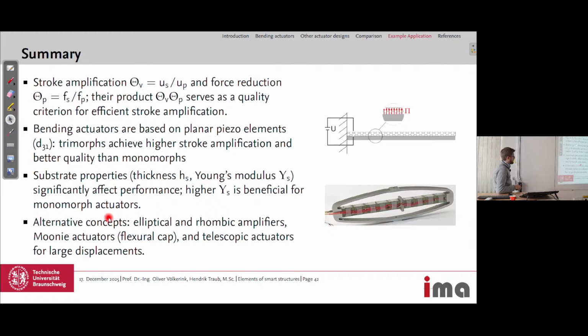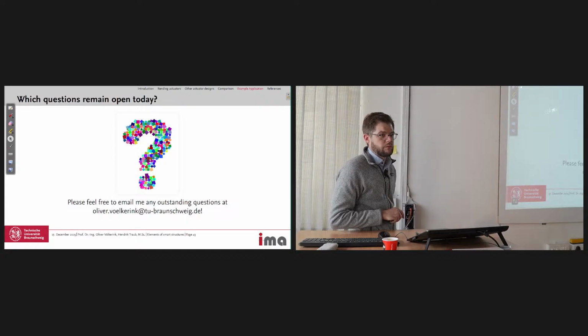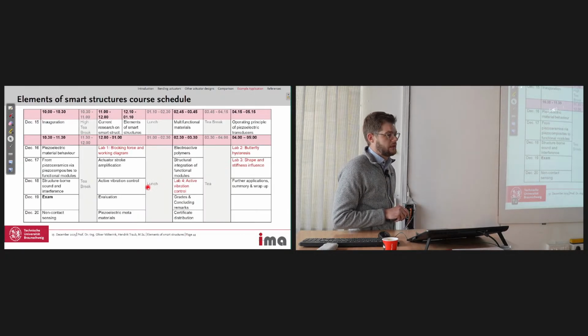And we had a look at some alternative concepts like the elliptical and the rhombic amplifiers, just models of these, and a realized actuator with a flexural cap, and had a brief look also at telescopic actuators. And with this, I'm at the end of this lecture. I'm open for questions, and otherwise now we will have the lunch break.